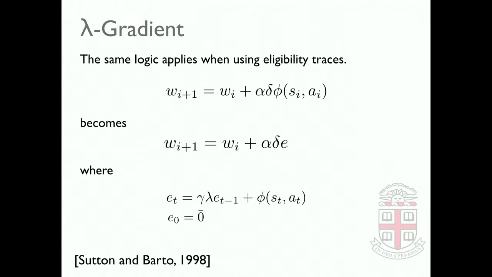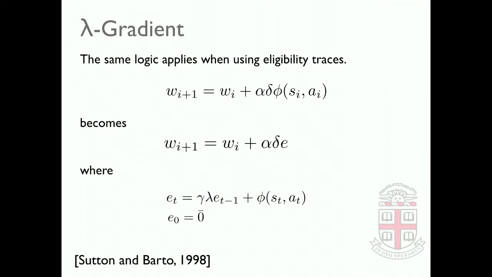We're not going to do it here, but I'm just going to point out that the weight update that used to be alpha delta phi, that's one basis function's derivative, becomes alpha delta E, where E is your vector of eligibility traces. And how does that vector evolve? At time 0, at the first time step in your episode, it should be 0 everywhere.